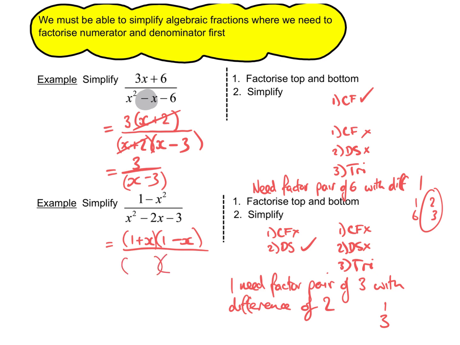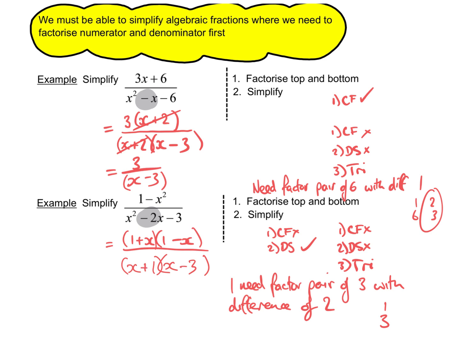So x and x for my x squared. And I'm going to put my factor pairs of 1 and 3 in. Now here my target this time is going to be negative 2. And again we're using these numbers here. So that's negative 2 using 1 and 3. So it's going to be positive 1, take away 3 to get this negative 2. So put the plus in front of the 1 and the minus in front of the 3.